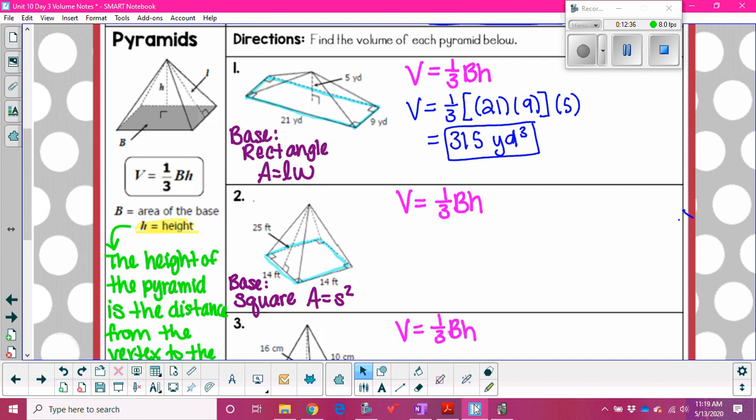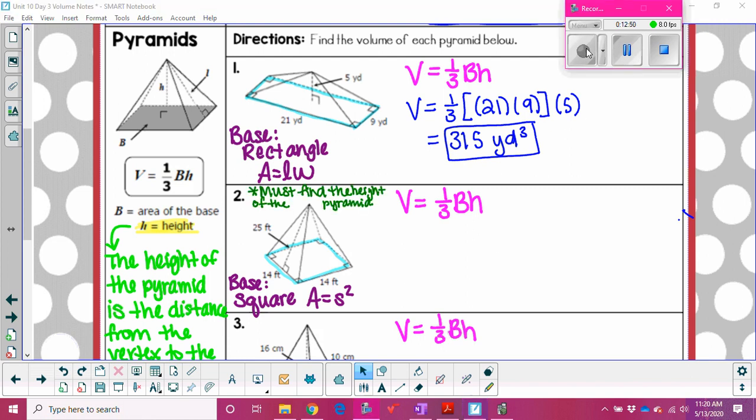Okay, y'all pause the video and y'all try number 2. All right, so looking at number 2, there's something missing here. Okay, so before we do anything, we're going to have to find the height of the pyramid. Okay, so to find the height of the pyramid, we already have a slant height right here. I am just going to draw a perpendicular line from the vertex up here to the base, intersecting it perpendicularly.